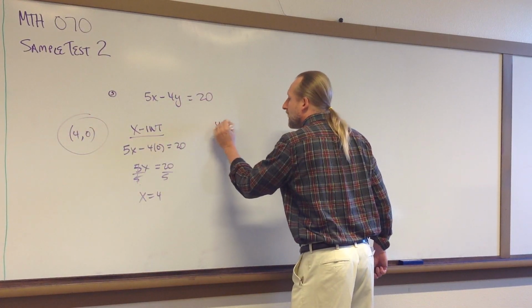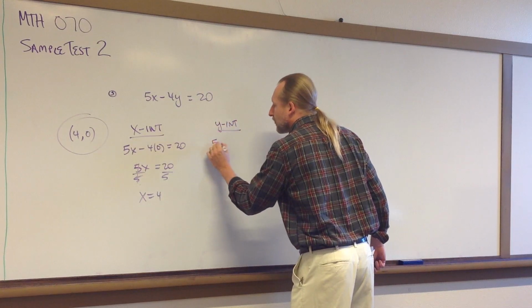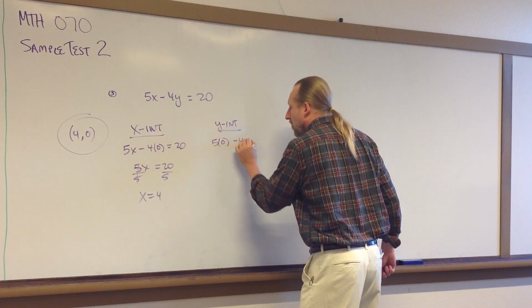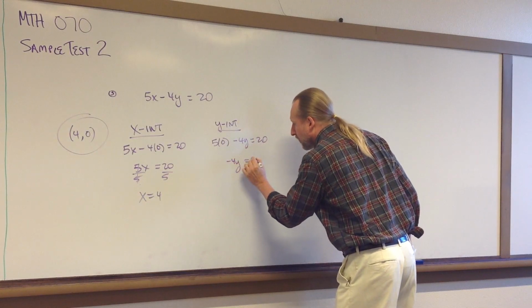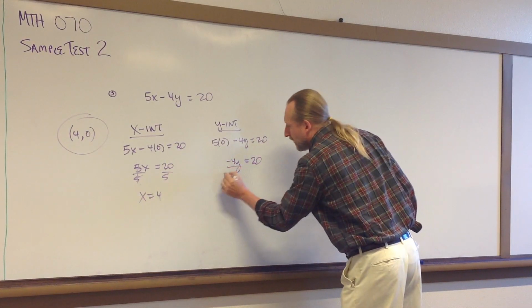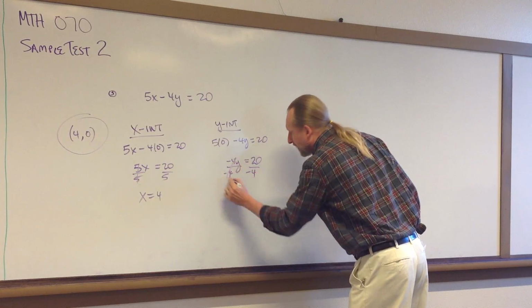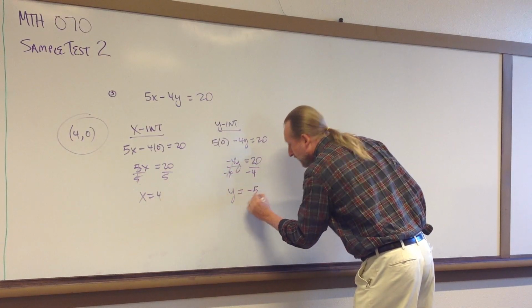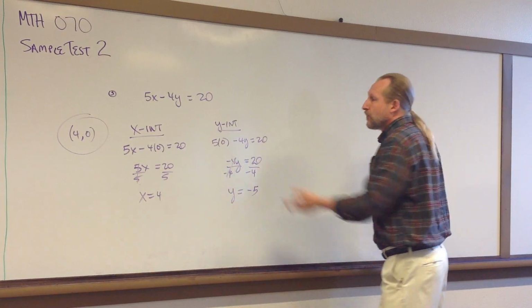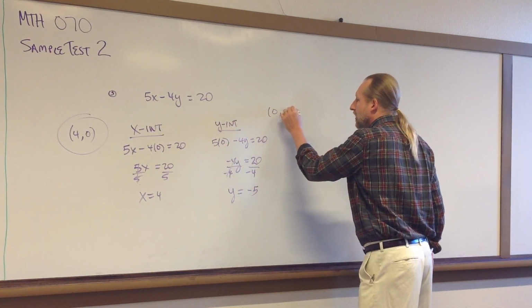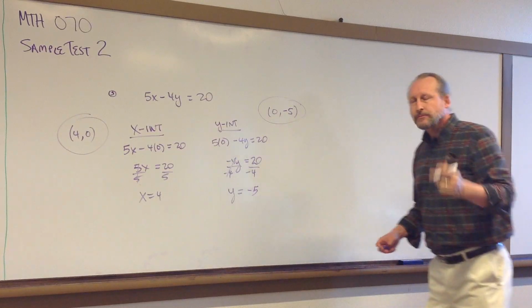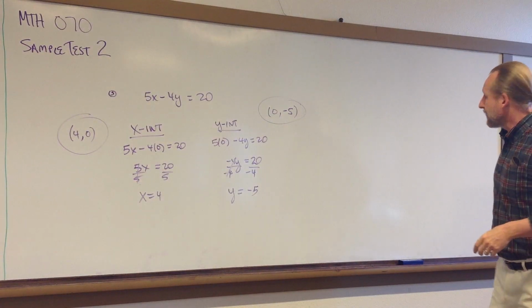Alright, the y-intercept, that's where x is 0. And so that'll give us negative 4y equals 20. And then divide on both sides by negative 4, y is negative 5. So the point for the y-intercept is where x is 0 and y is negative 5. Alright, so that's problem 3.